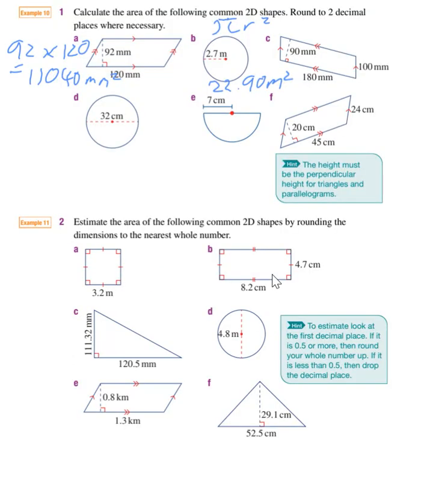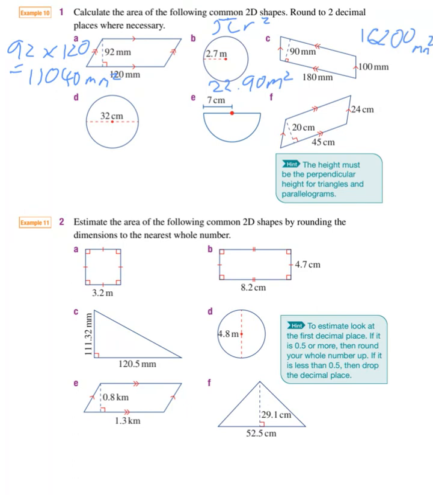So you're going to have to do 90 times 180, and that will get you your answer of 16,200, and that is millimeters squared.